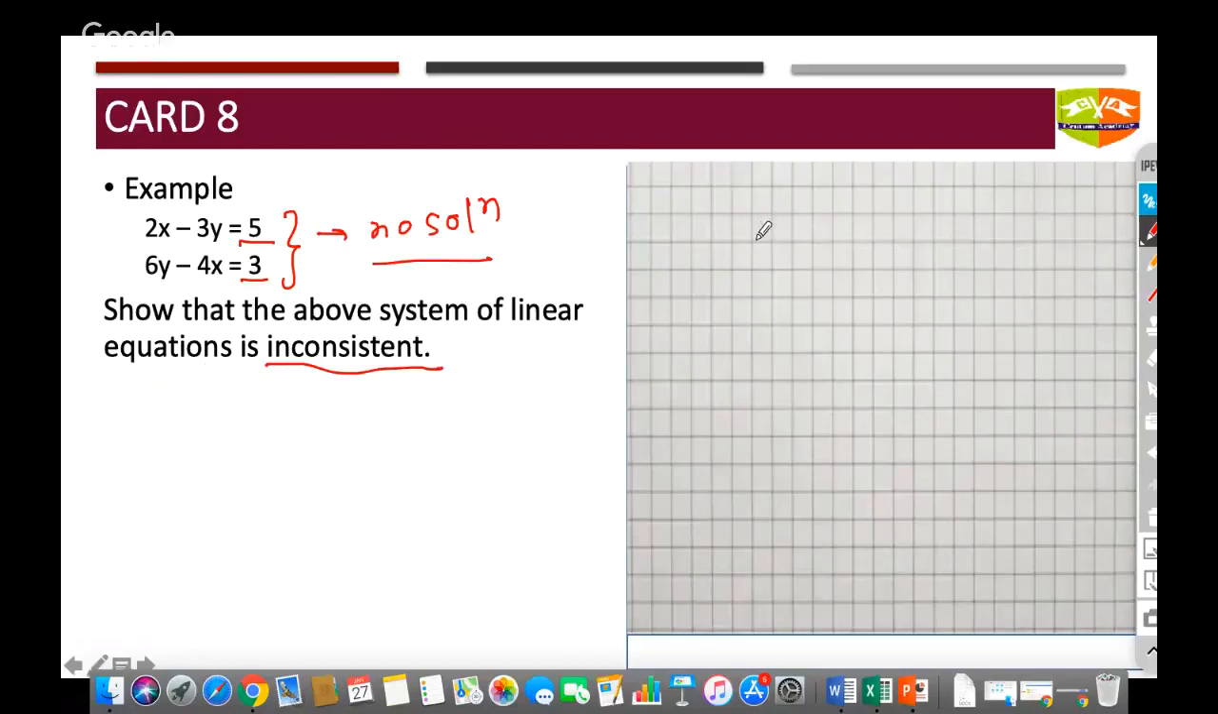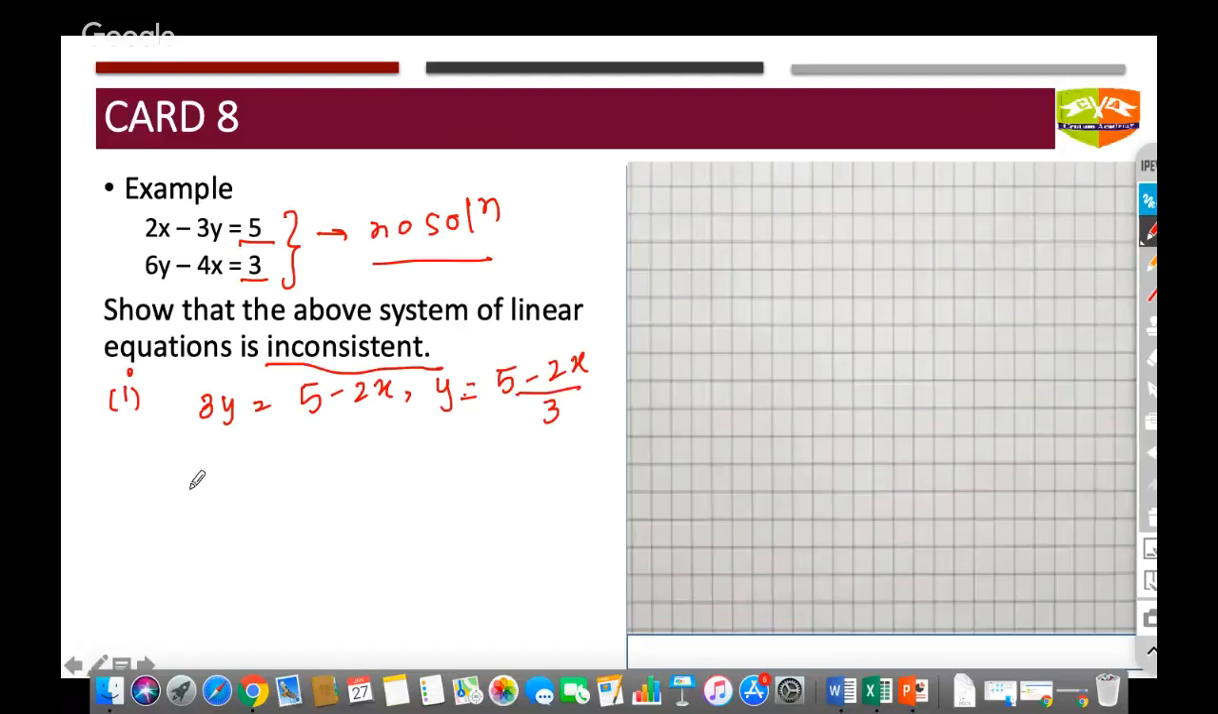So my question becomes very clear: the two lines which I am plotting have to be parallel to each other, and they cannot be cutting or intersecting each other at any particular point. Now I take a few values. I take the first equation and represent 3y is equal to 5 minus 2x, so y is equal to (5 minus 2x) divided by 3.